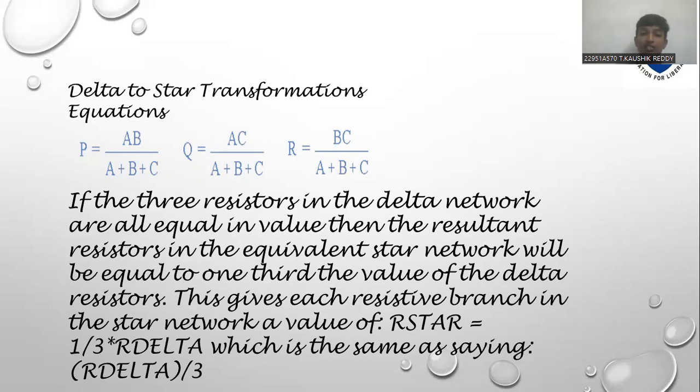If the three resistors in the delta network are all equal in value, then the resultant resistors in the equivalent star network will be equal to 1/3 the value of the delta resistors. This gives each resistive branch in the star network a value of R star = 1/3 into R delta, which is the same as saying R delta by 3.